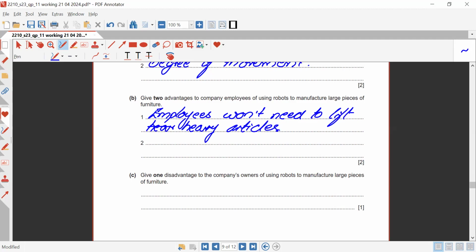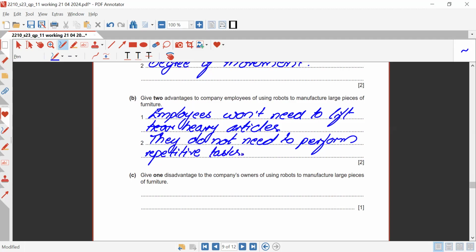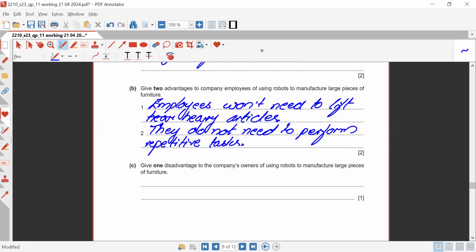And the other thing is that they do not need to perform repetitive tasks. Okay, we do have an answer, I think so. Yeah, you may write it down. This one, no need to work in the dangerous environment. That will be the one as well.